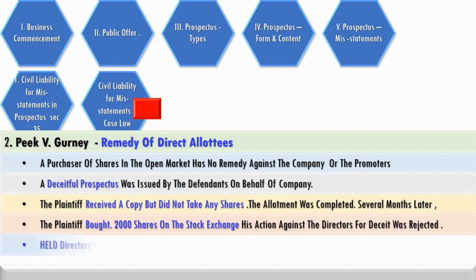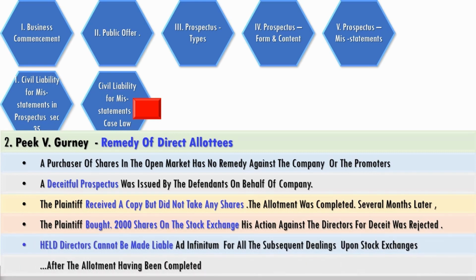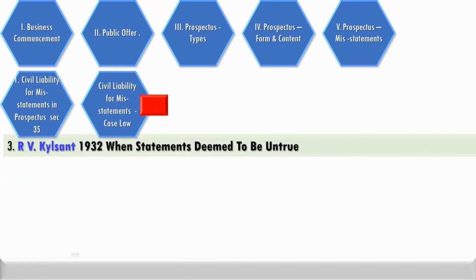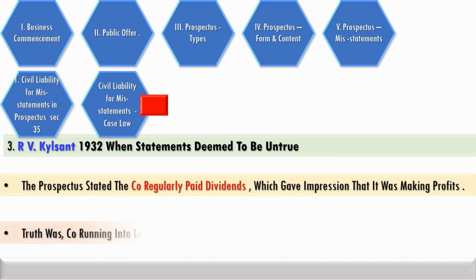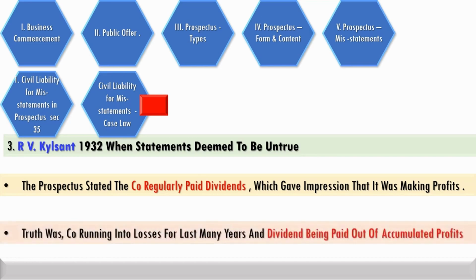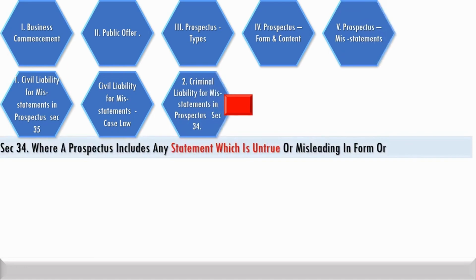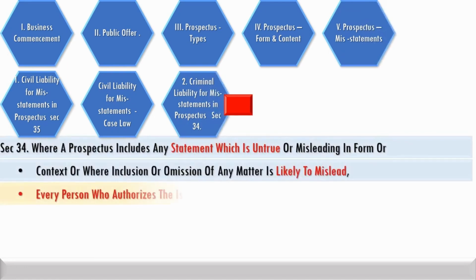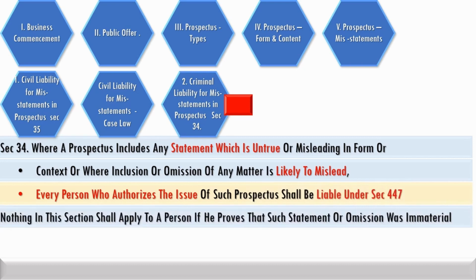Court held directors cannot be made liable for all subsequent dealings upon stock exchanges long after the allotment has been completed. R vs. Kilsant is a case where statements deemed to be untrue, like company regularly paid dividends was indicated, but in fact the company was into losses and the dividend was being paid out of accumulated profits. As for criminal liability, where a prospectus includes a statement which is untrue or misleading, every person who authorizes the issue of such prospectus shall be liable under section 447.